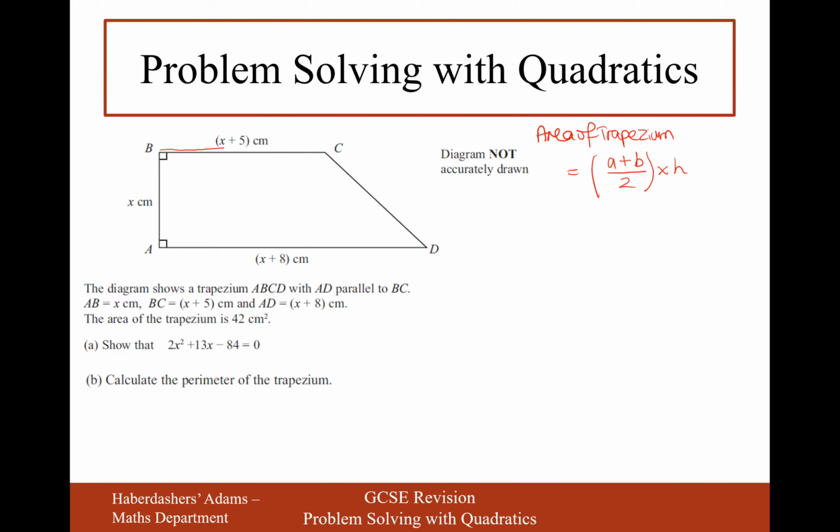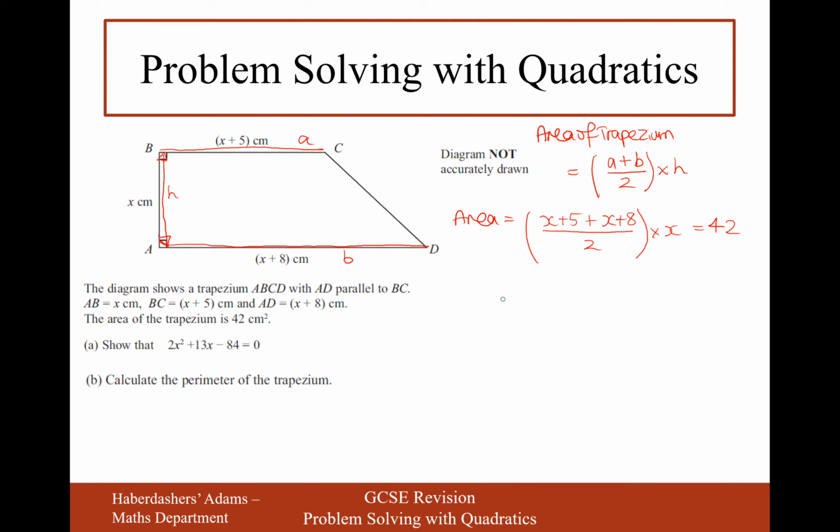Okay, so in this case here, this length here is going to be a. This length here is going to be b, two parallel lengths. This side here is going to be the h, and now we can just use the formula. So let's use all of these values in the formula. So it's going to be x plus 5 plus the b term, which is x plus 8, all over 2 times by the height, and the height is x. And we're also told in the question that the area of this trapezium is 42.